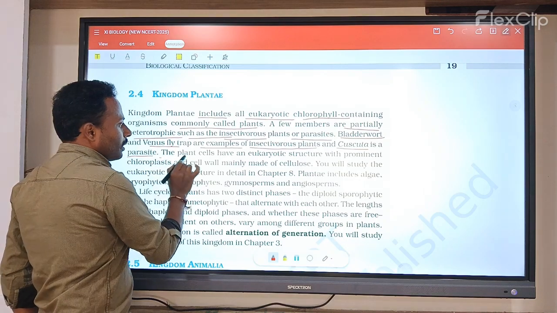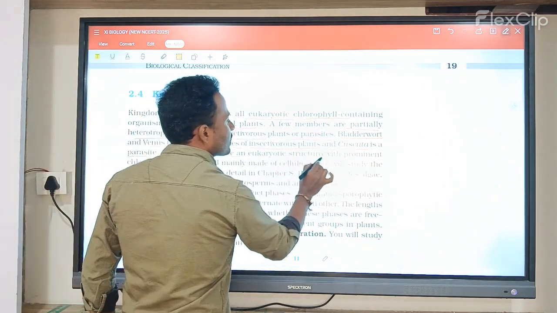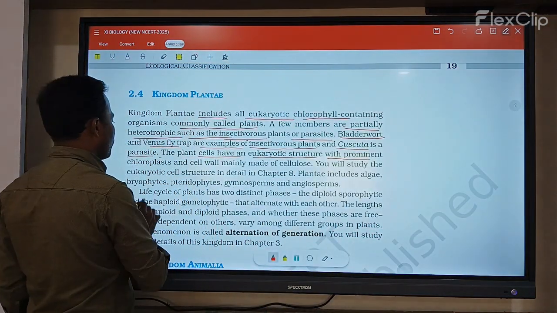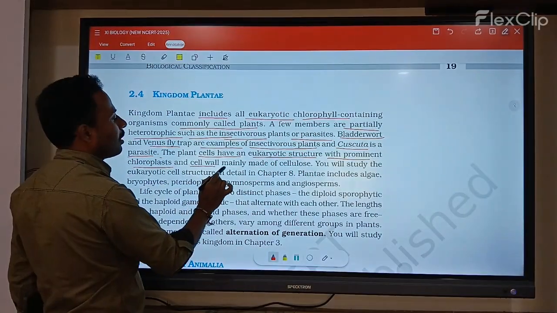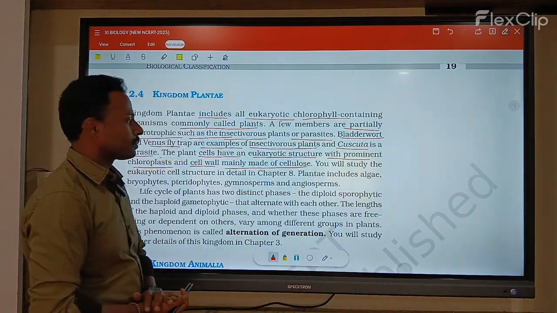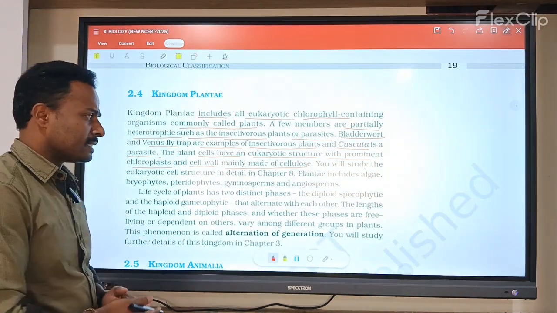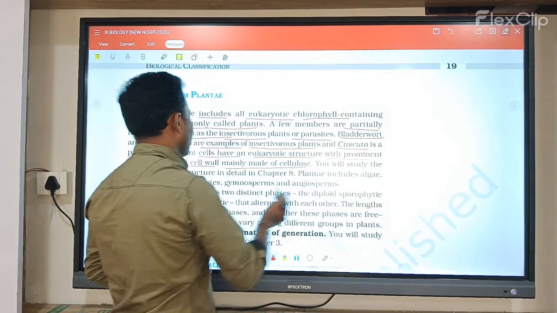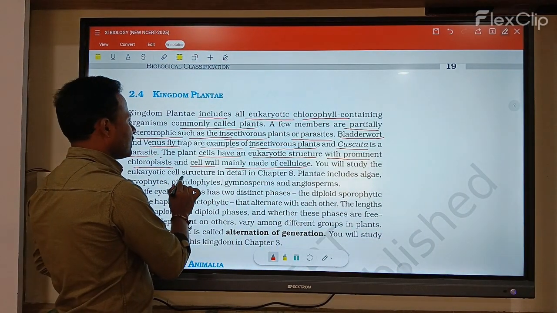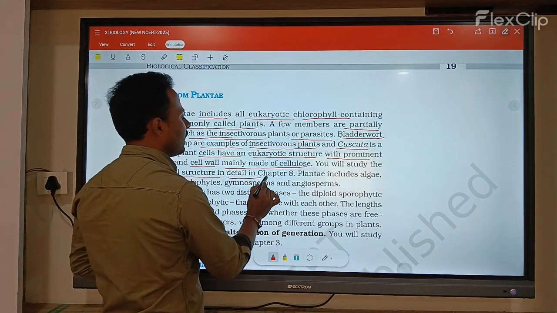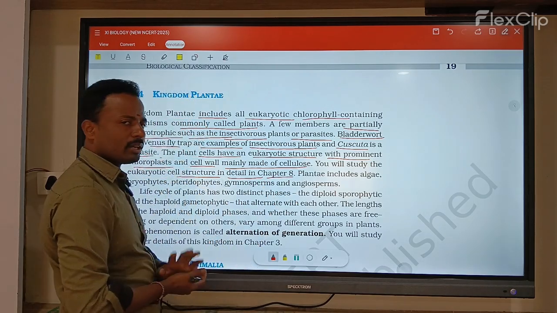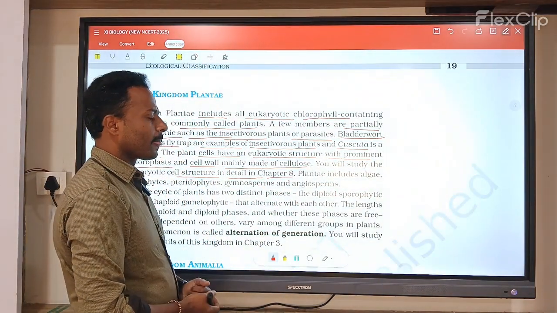The plant cells have a eukaryotic structure, which includes chloroplasts, and the cell wall is mainly made up of cellulose. In these eukaryotic cells, the cell wall is made up of cellulose. You will study eukaryotic cell structure in detail in chapter 8.